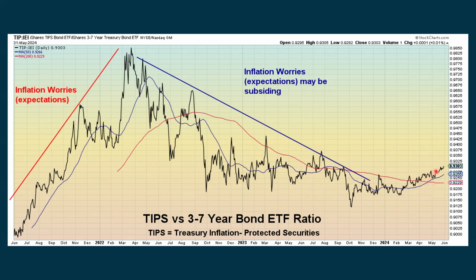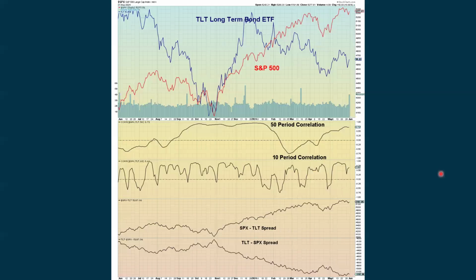We're also seeing where this ratio is seeing a recent golden cross. That means that the TIPS, the inflation worries, are actually in an uptrend when compared to the part of the market that wants inflation to be more under control.